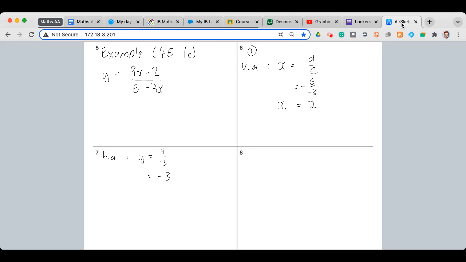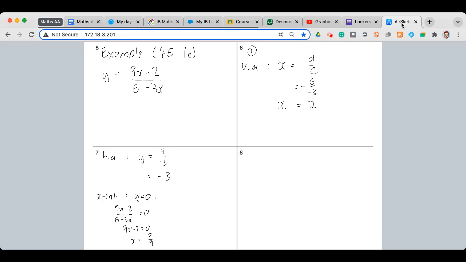Intercepts. X-intercept. Always. The x-intercept is what? Let y equals 0. Thank you. So we have (9x minus 2) over (6 minus 3x) is equal to 0. We already know that we can multiply both sides by the denominator, so that's okay. We've got 9x minus 2 equals 0, and so we've got x is equal to 2/9.